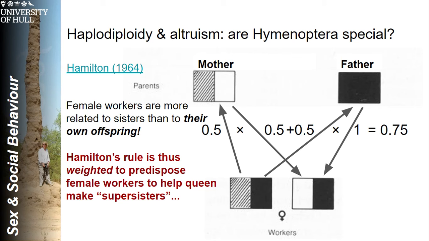So Hamilton suggested that this is a reason why haplodiploid organisms might be predisposed to be social, because they gain more relatedness from sisters than they do from offspring. And therefore, haplodiploidy predisposes a lineage to be social. Or does it? So this stood for several decades before somebody came along and pointed out what might be wrong with this.